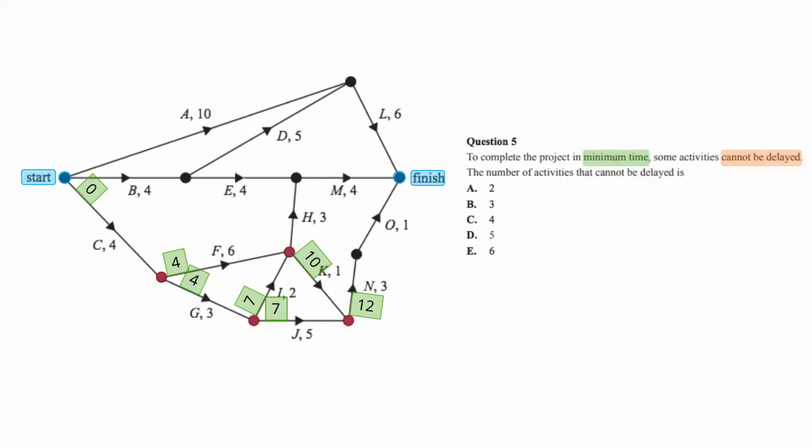The question is asking for the number of activities that cannot be delayed. So what we are going to look for is the activities on the critical path. Let's start by determining all the earliest starting times for all the activities remaining. Activities A and B have an earliest starting time of 0.